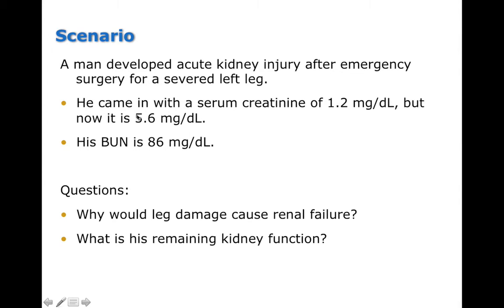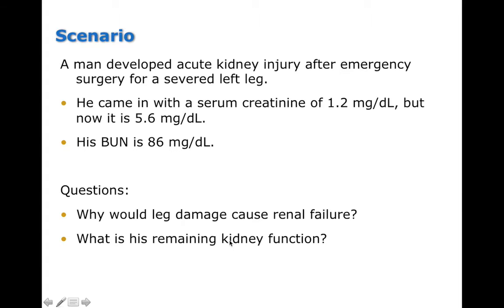So we're seeing that both his creatinine and his BUN are elevated, which are both indicators of a decrease in renal function. So the question here is, why would leg damage cause renal failure? And what is his remaining kidney function at this point? Well, we know that ultimately some proteins from muscle can make it into the bloodstream, or it could be from infection.